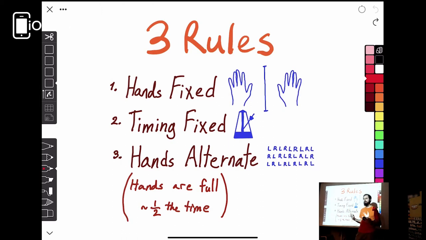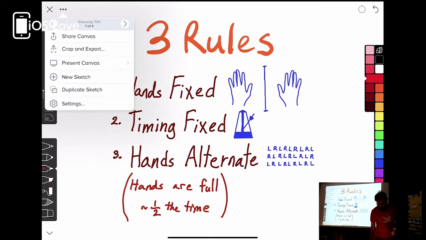And the second rule is that the timing is fixed. So we're always on a metronomic beat like this. So not that, not that. And then the hands alternate. So it's always left, right, not like this.